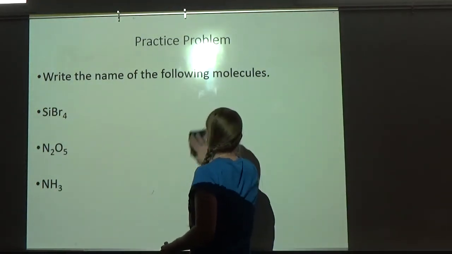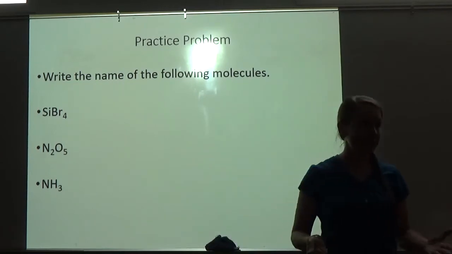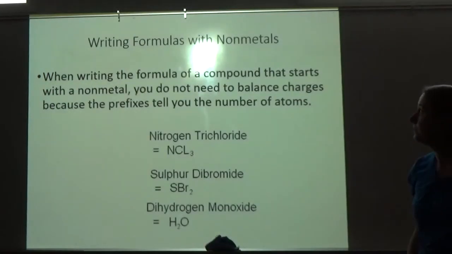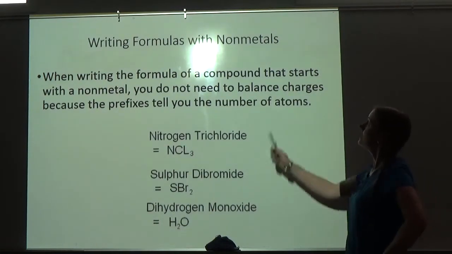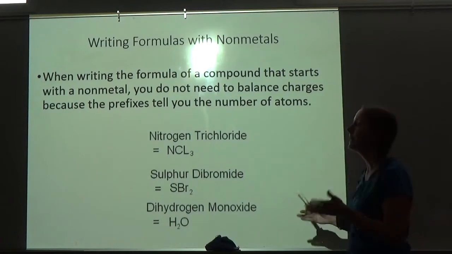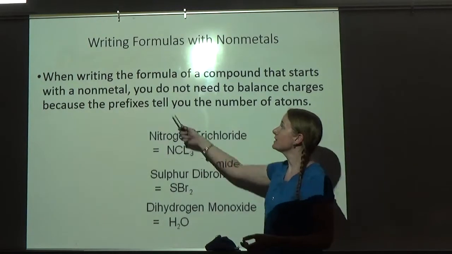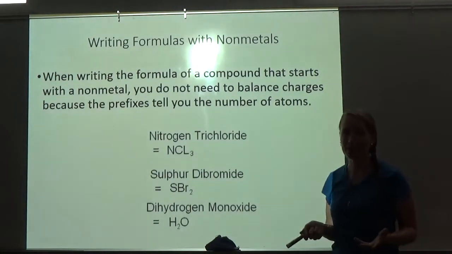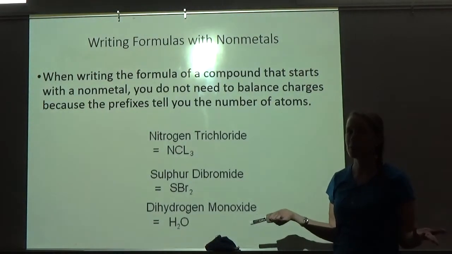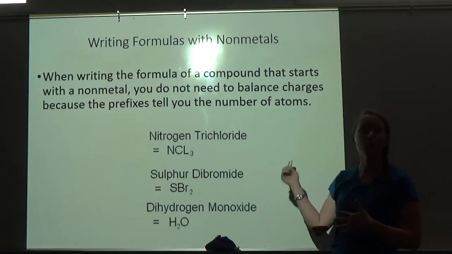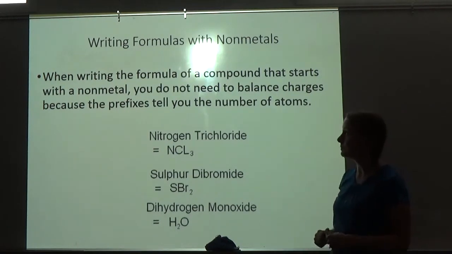So now let's look at the opposite way. What if I give you the name and ask you for the formula? When writing the formula for a compound that starts with a nonmetal, this is the one time you don't need to balance charges. You don't need to because the prefixes tell you how many atoms. You can't balance charges in a molecular compound. They aren't charged at that point. They're sharing electrons through covalent bonding like you just learned in this chapter.